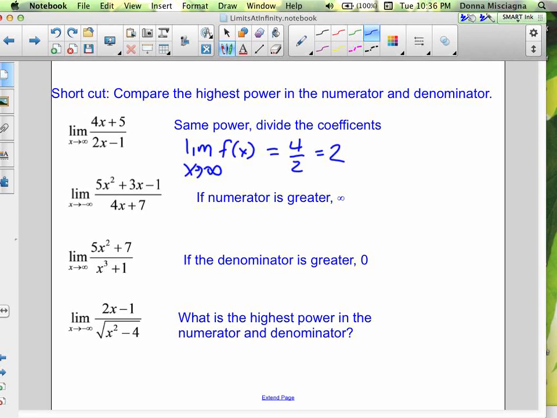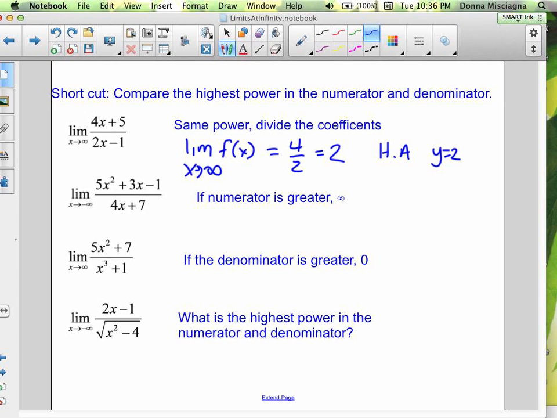or 2. That's also, of course, going to be our horizontal asymptote. And so our horizontal asymptote is going to be y equals 2. Let's look at the next one.